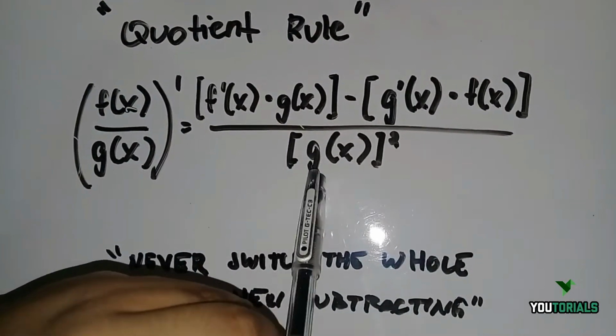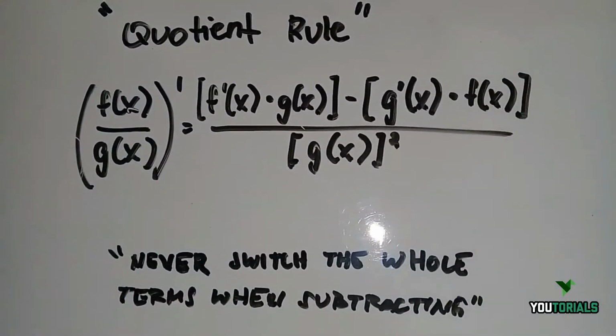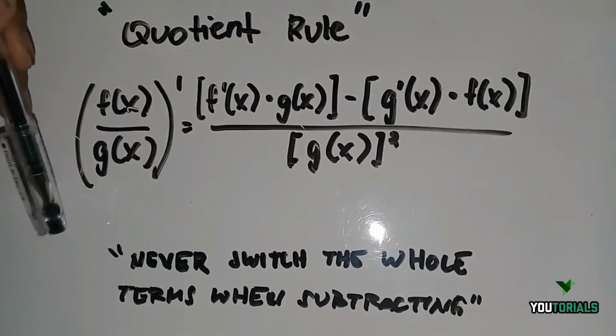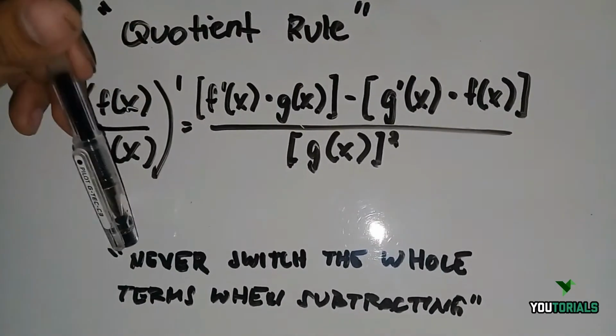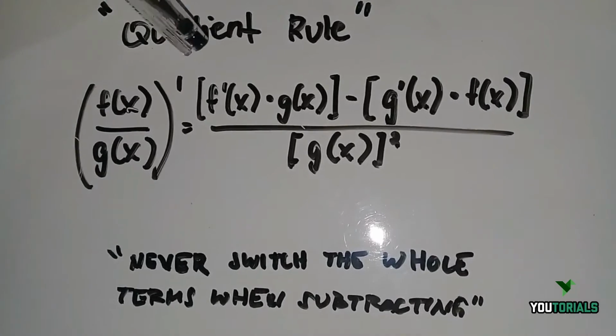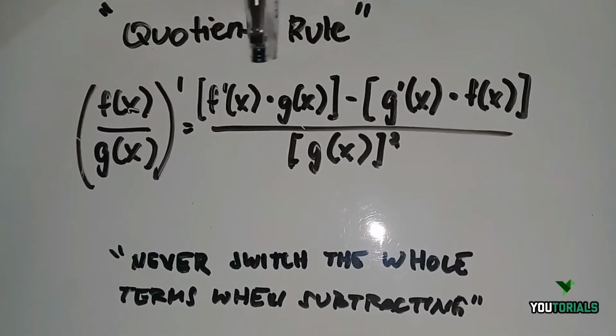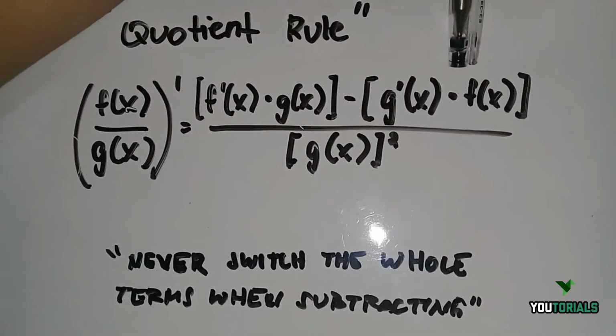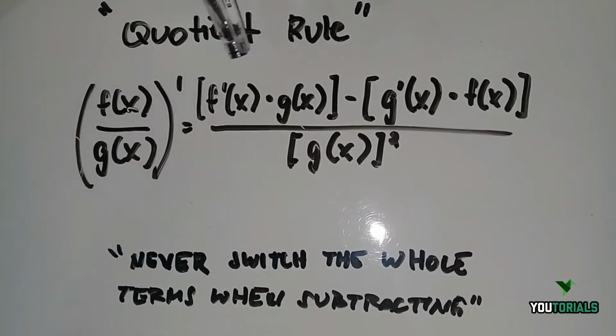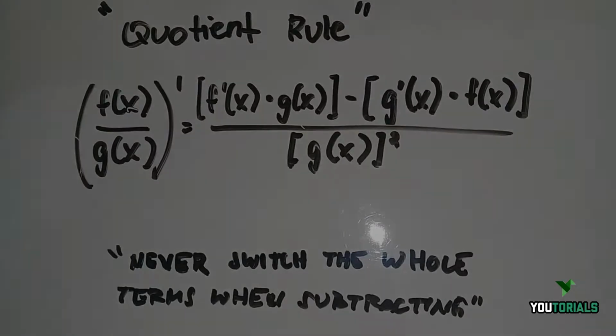So as you can see, here's the g of x squared. After that, you can never switch the whole terms when subtracting. What I mean by that is you can't switch this whole term and this whole term, for you will get a different difference when it happens.